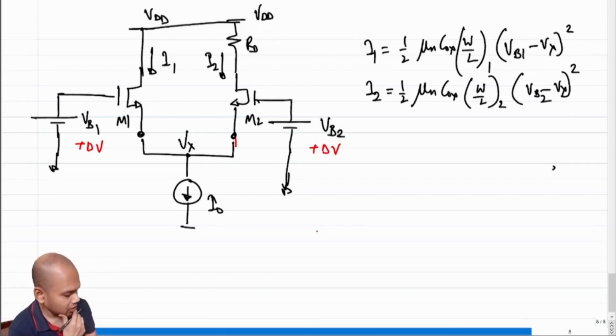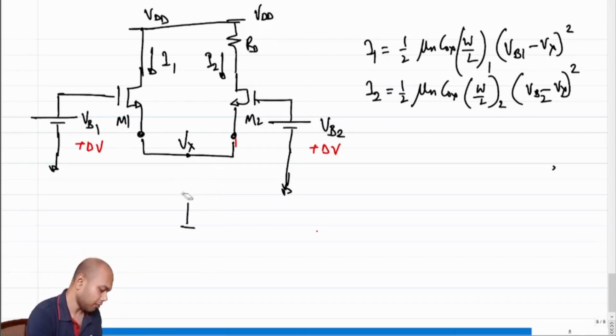What will happen to the quiescent currents I1 and I2? Any comment on what's going to happen to the quiescent currents I1 and I2? So see, the most obvious way to think about this is to split this current source I0 into two sub current sources, I1 and I2, right? So let's say I split this current source into two sub current sources, one having current of I1, the other having current of I2.